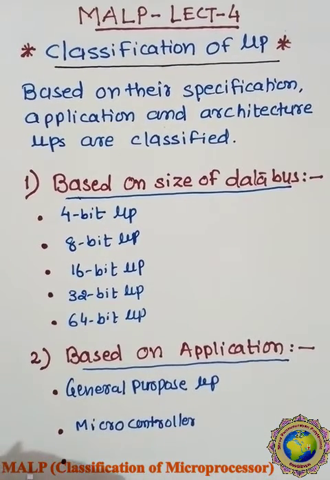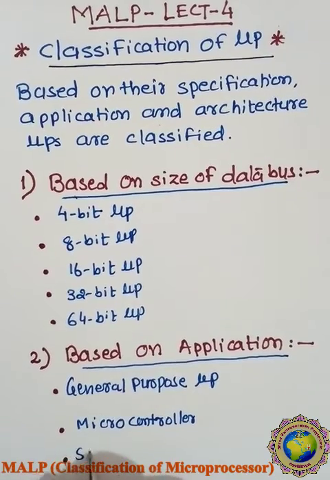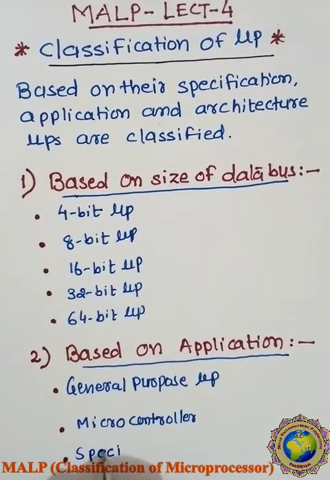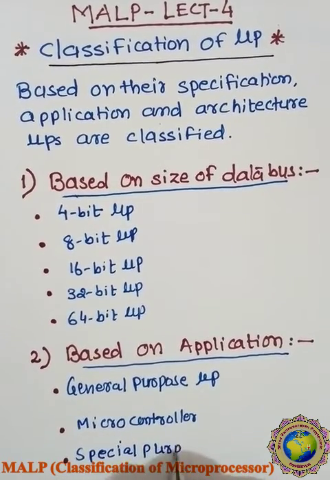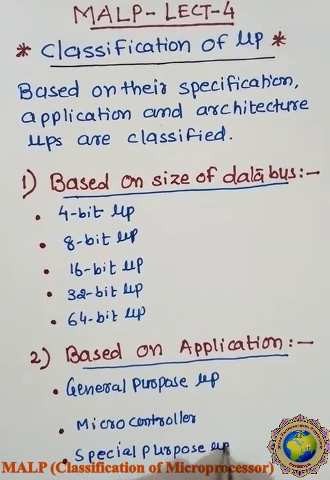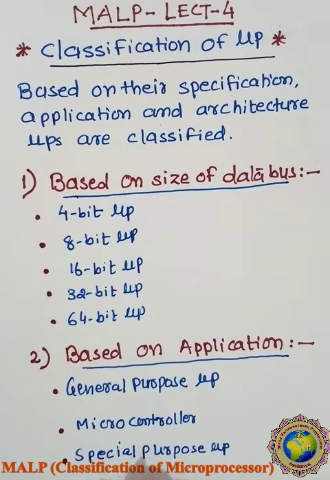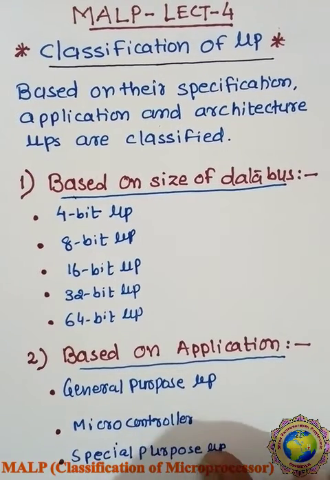And the third one is the special purpose microprocessor. This group is designed to handle special functions required for an application. For example, the digital signal processor and the application specific integrated circuit, which means ASIC, these chips. So these are the application based microprocessors.